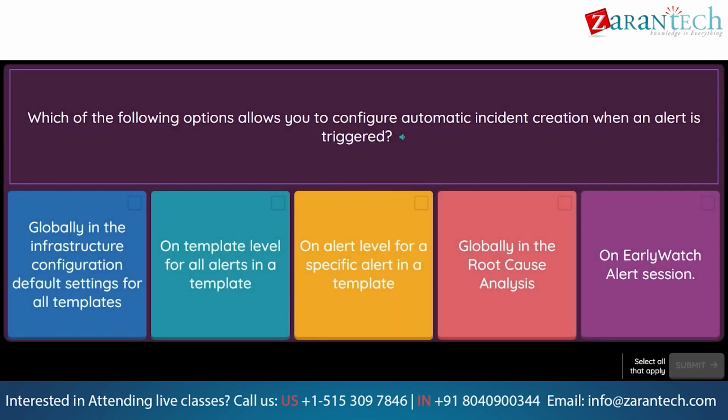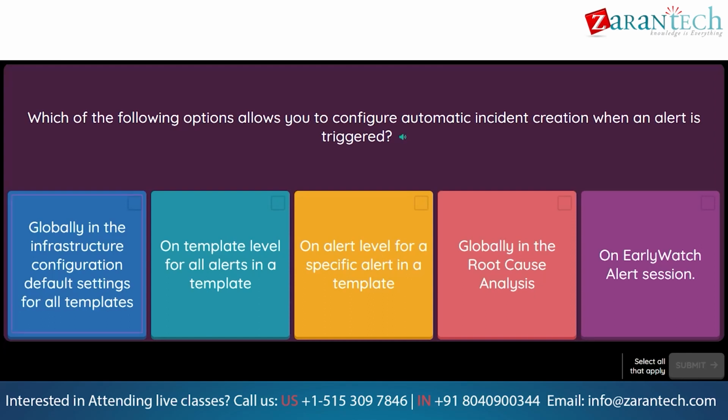Question: which of the following options allows you to configure automatic incident creation when an alert is triggered? Option 1: Globally in the infrastructure configuration default settings for all templates. Option 2: On template level for all alerts in a template. Option 3: On alert level for a specific alert in a template. Option 4: Globally in the root cause analysis. Option 5: On early watch alert session.